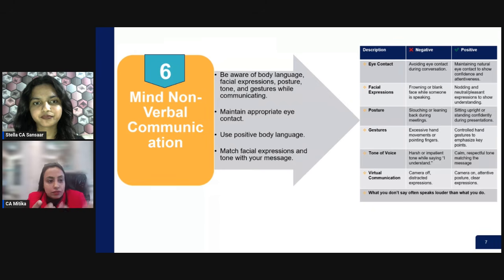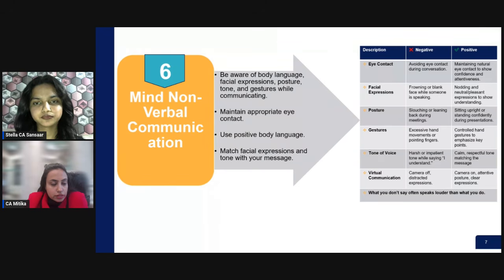It is a negative non-verbal cue. So sitting upright, body straight, shows your confidence. Gestures: excessive hand movements, like doing this continuously, or just moving your hands regularly, are to be avoided. Always try to have controlled hand gestures to impact your conversations.